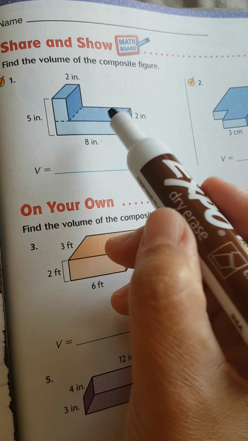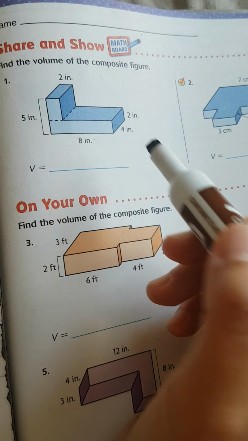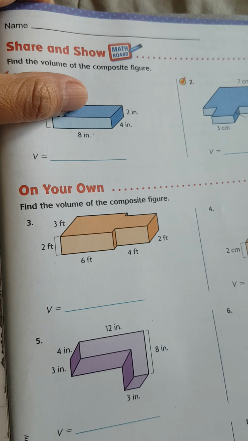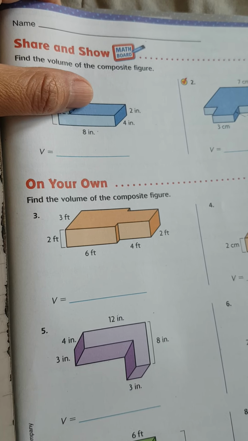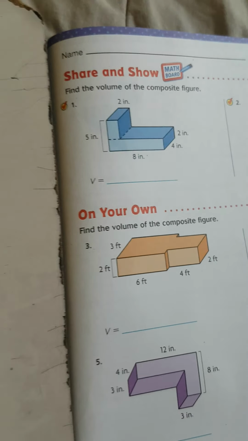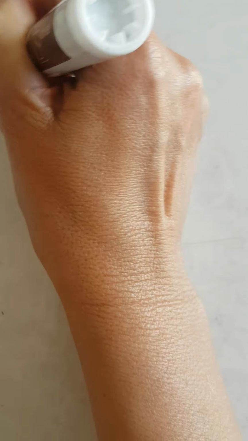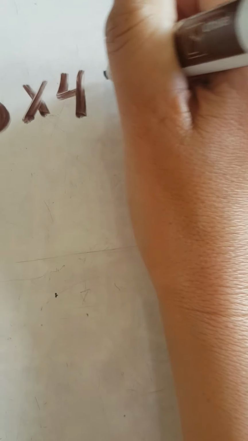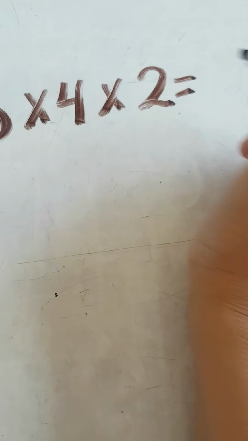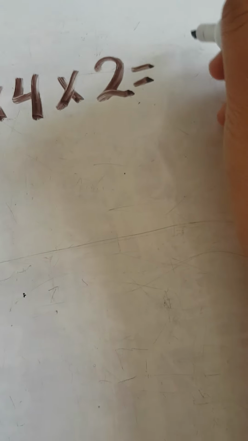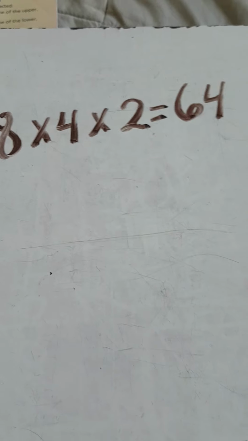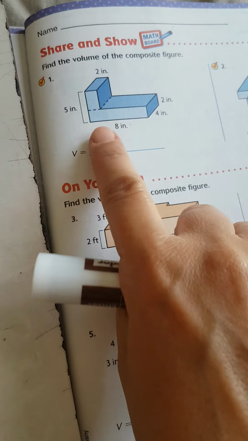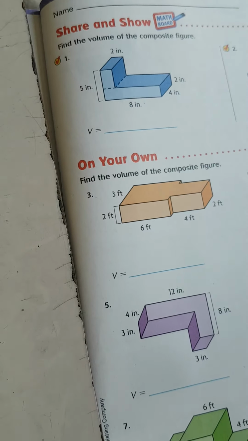This part is easy. If I'm looking at this bottom part of this shape, this bottom rectangular part, I'm going to take this away. Length times width times height, 8 times 4 times 2. That part's easy. So I could do 8 times 4 times 2, and that equals 64. Okay? I'm not done. Now I want to figure out this part up here.